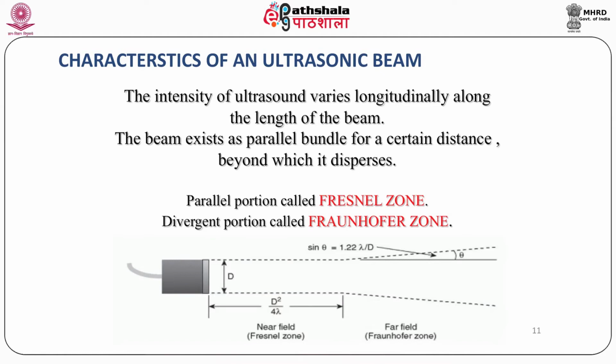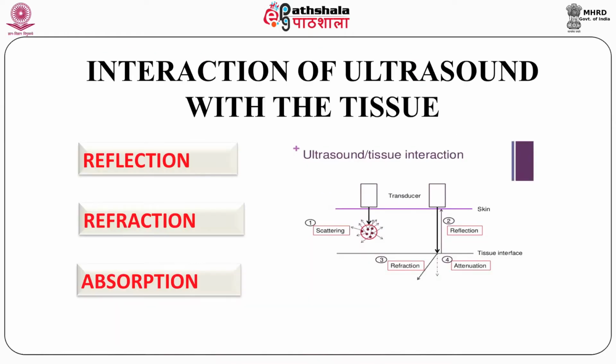The Fresnel zone is longest with a large transducer and high frequency sound wave. Fresnel zone is shortest with a small transducer and low frequency sound wave.